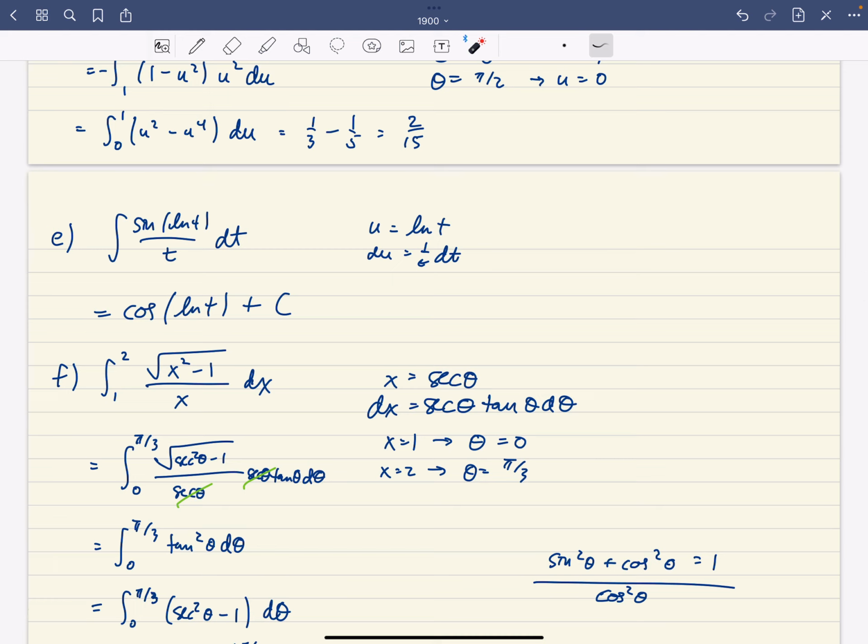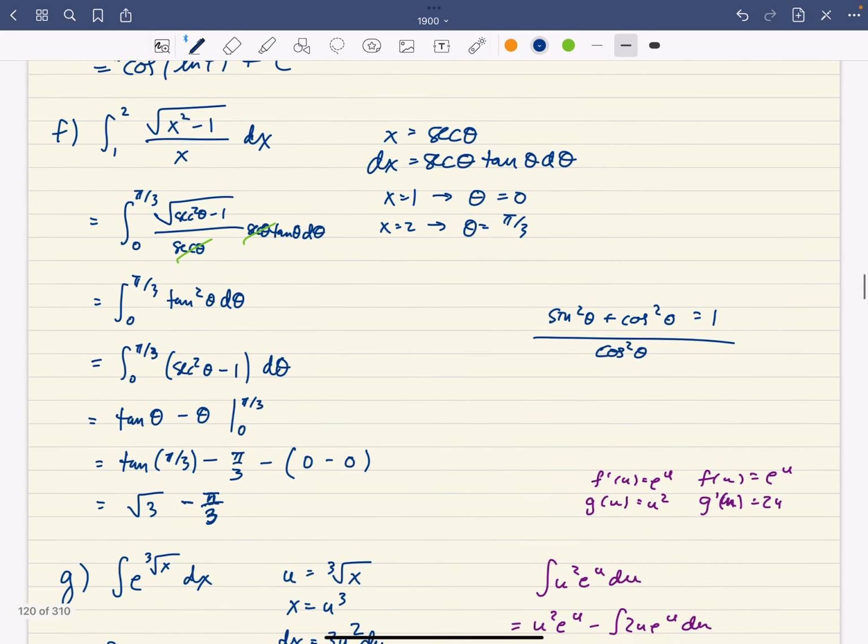U is natural log of t, and this became the integral of sine of u, so that's, I just realized that should be a minus. Let's think about this. Yeah, minus cosine of natural log of t. I think that should be a minus. Let me think about that for just a second. Yeah, minus cosine natural log of t.